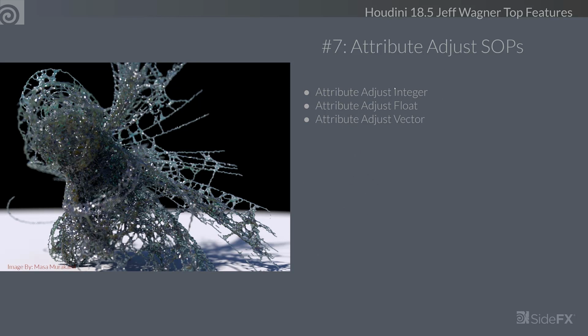And number 7 leads me to these 3 guys: the attribute adjust integer, attribute adjust float, and attribute adjust vector. Those 3 SOPs are meant to make it easier for artists to work with attributes by type, and then we can provide operations by that type. So let's fire up Houdini and have a look at these 3 SOPs.